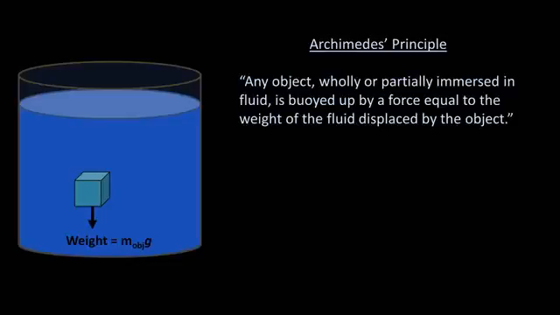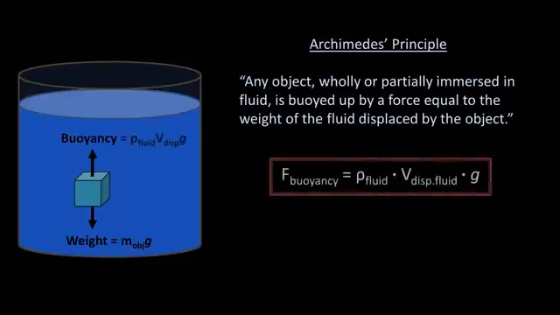The other major force acting on the object is its buoyancy, or the buoyant force, which pushes it upwards. The buoyant force is equal to the density of the fluid times the volume of the fluid displaced by the object times g. Whether or not an object sinks or floats depends upon the balance between weight and buoyancy.